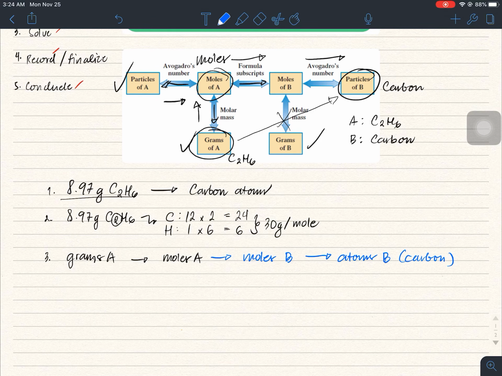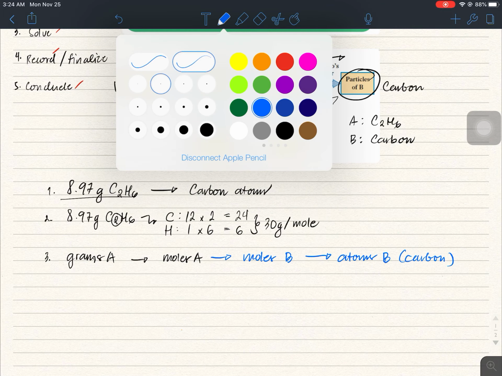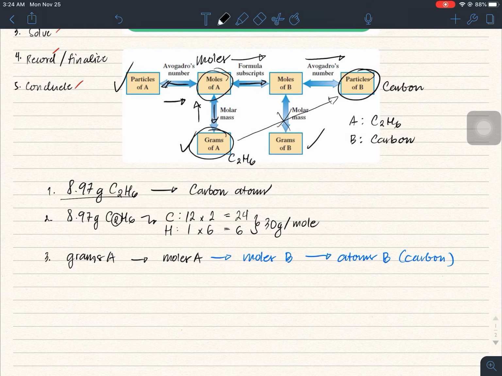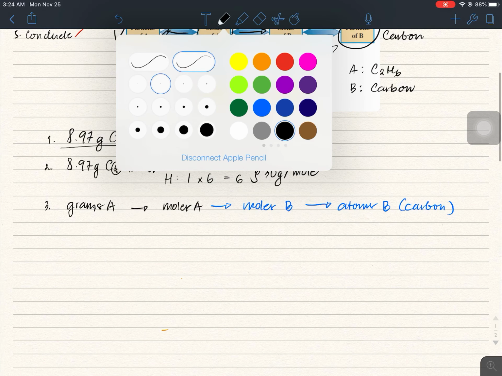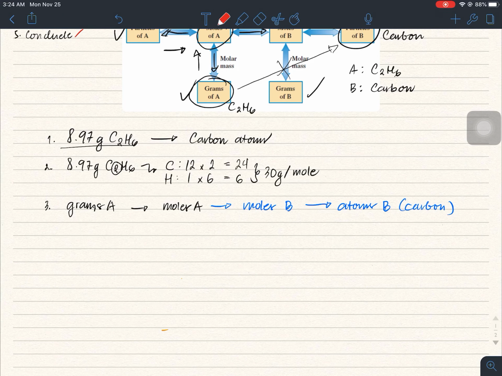Okay. Now that we have our flow chart, the next thing you have to do to solve your problem is to clearly indicate our conversion factors. So what I like to do is just under the arrows, I like to write the conversion factors for each of those conversions. So in this case, grams of A to moles of A, I'm going to use the molar mass, which is 30 grams of ethane is equal to 1 mole of ethane.